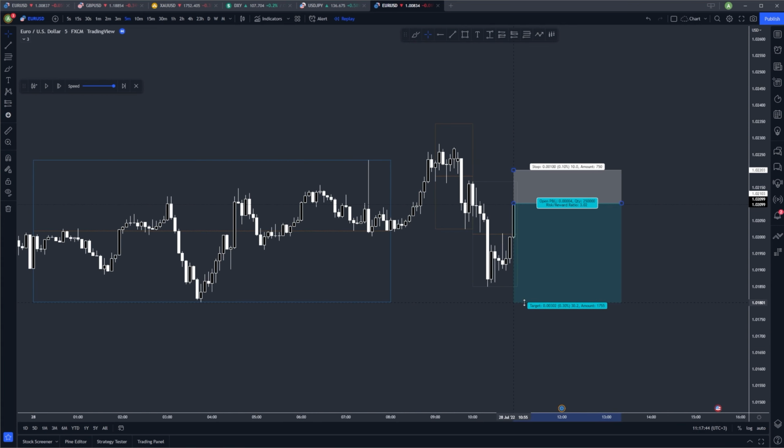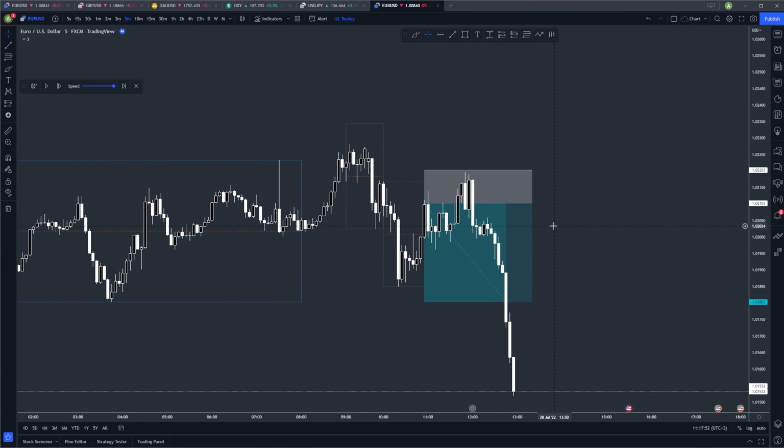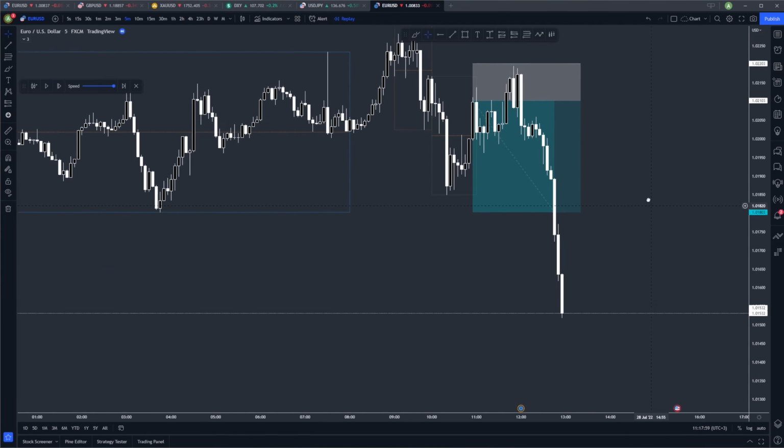1, 2, 3. Okay, let's see how it plays out. Almost touching the stop loss, and then we get to take profit. So this was really simple analysis. This would have been intact. It was still like half a pip away.